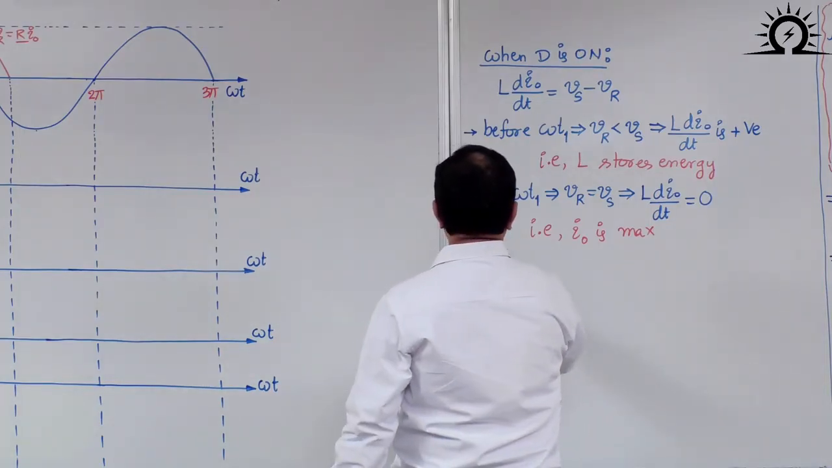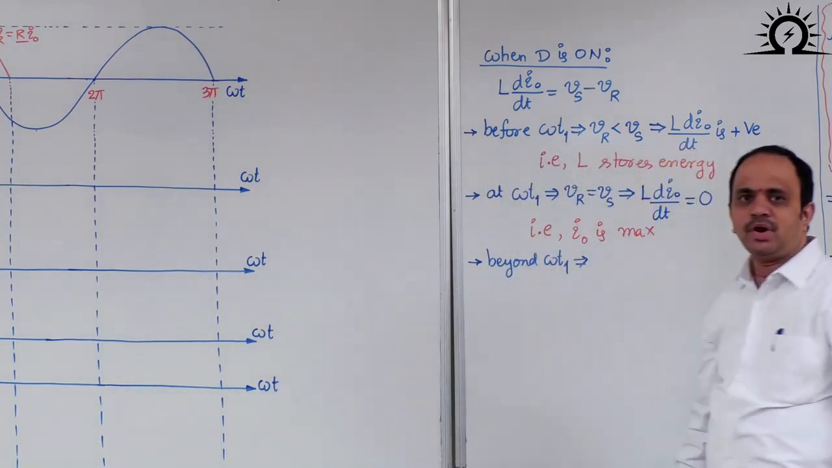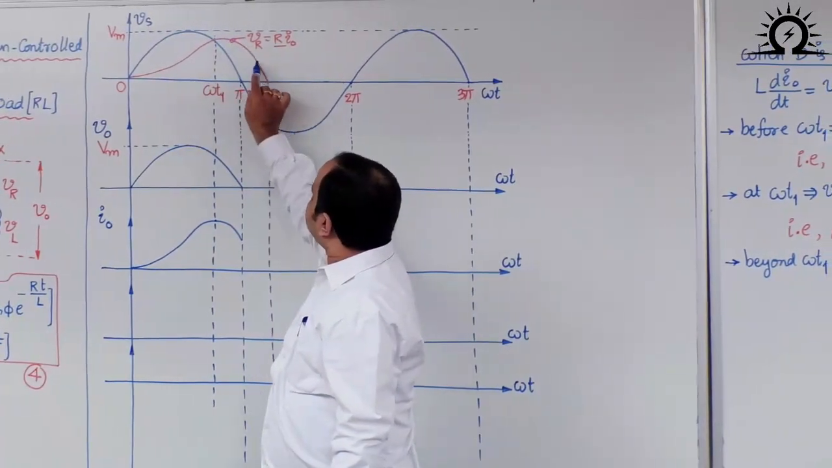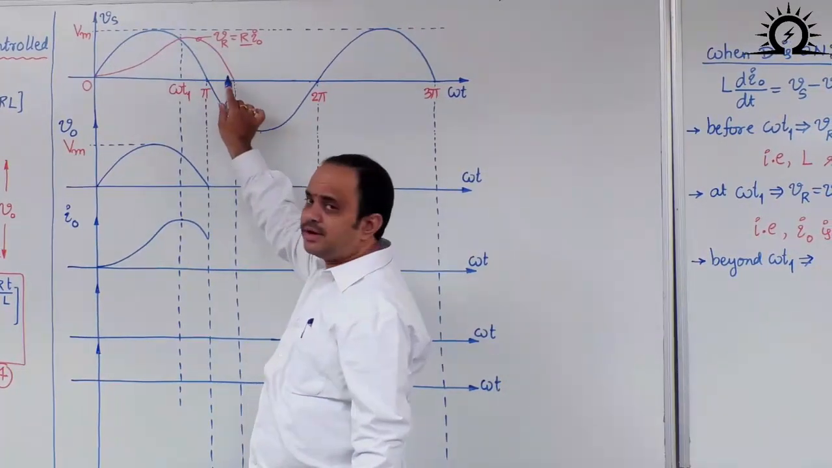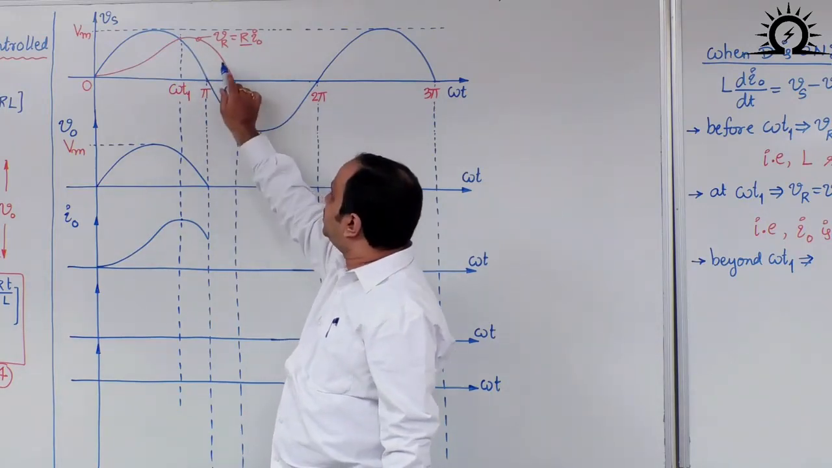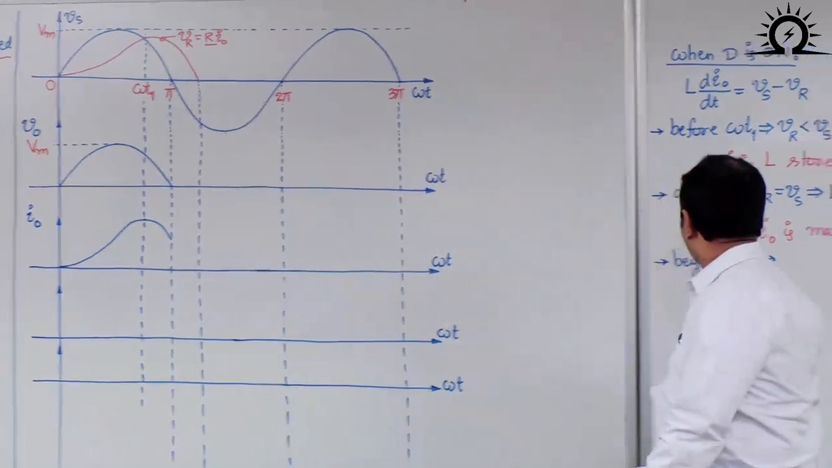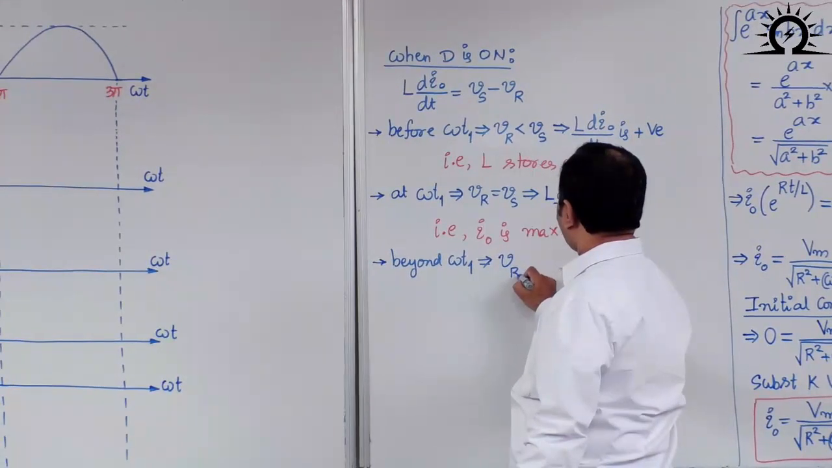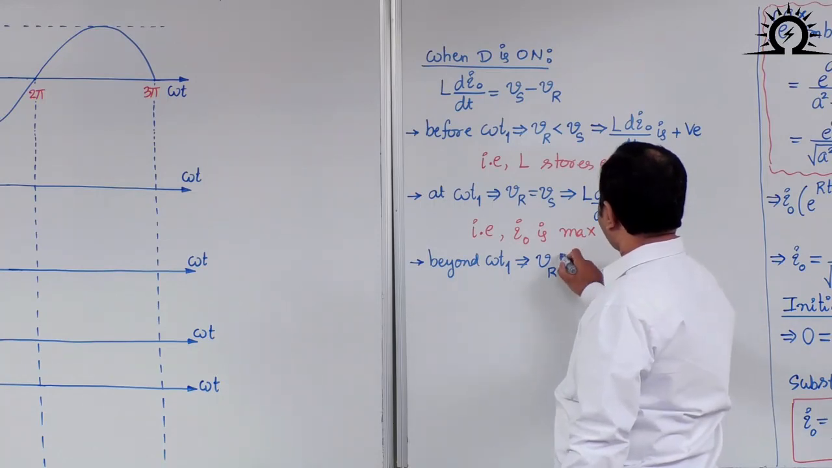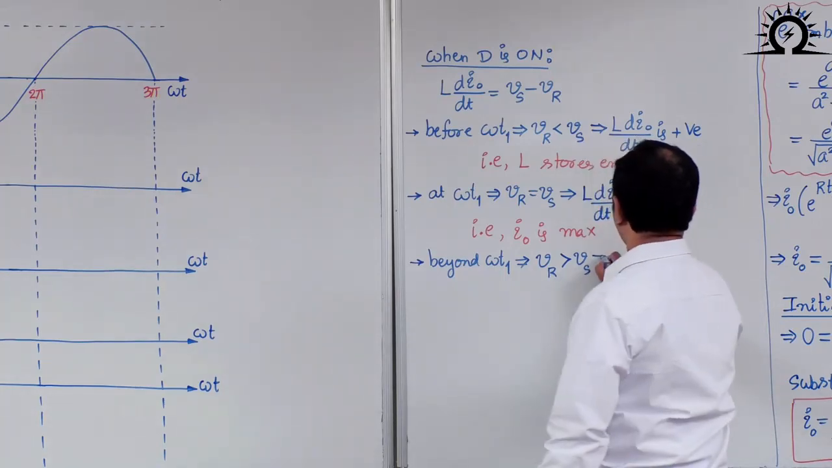Next, beyond omega t1, if you look into this waveform, I can notice that VR, the red color waveform, is greater than the blue color sinusoidal waveform. What do you mean by that? Voltage across the resistor is more than the sinusoidal. Therefore, I can write here VR is greater than Vs. Okay. Therefore, what do you mean by that?